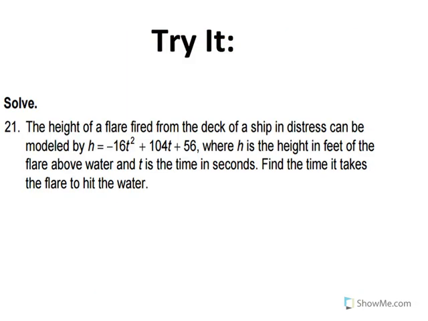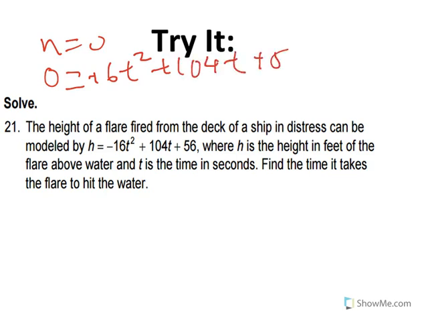Okay, the last problem says that the height of a flare fired from the deck of a ship in distress can be modeled by the equation h equal to negative 16t squared plus 104t plus 56, where h is the height in feet of the flare above the water and t is the time in seconds. Find the time it takes the flare to hit the water. That means that our h is 0. So we have 0 equal to negative 16t squared plus 104t plus 56.